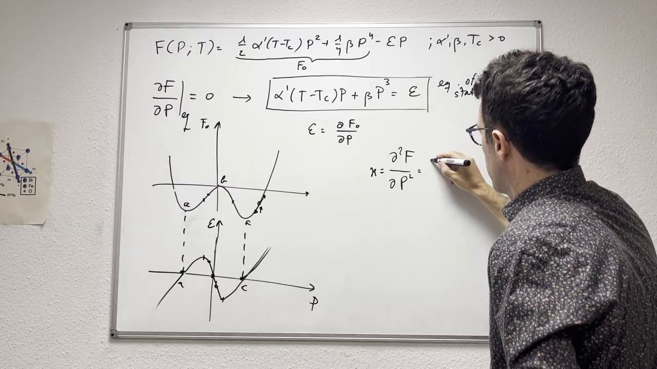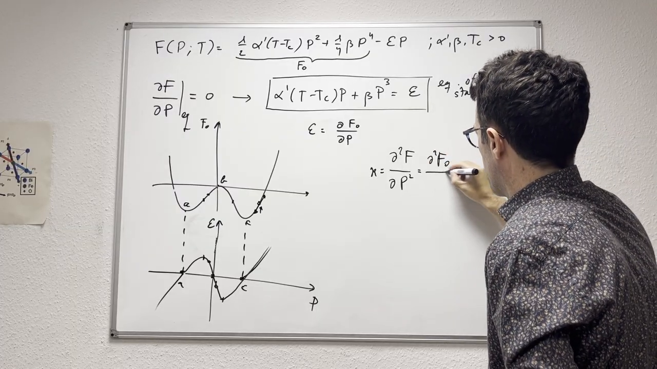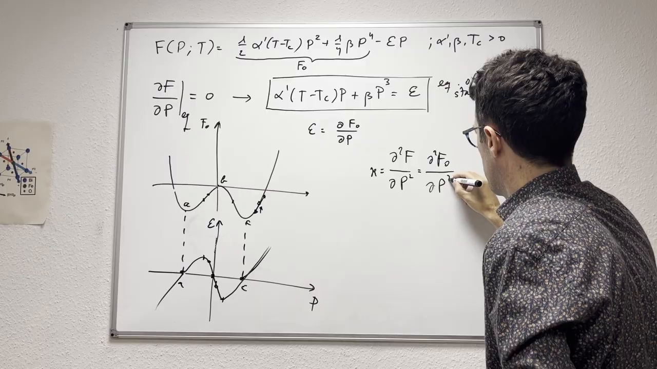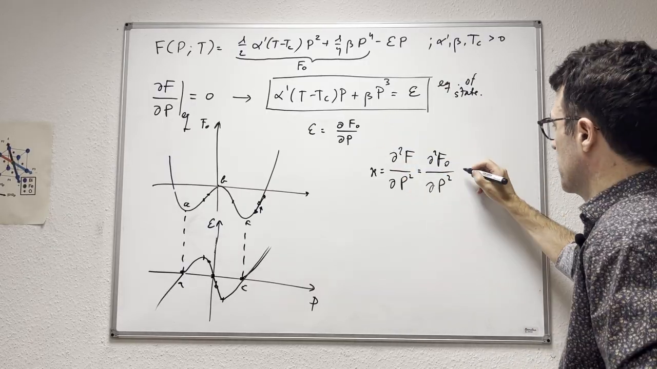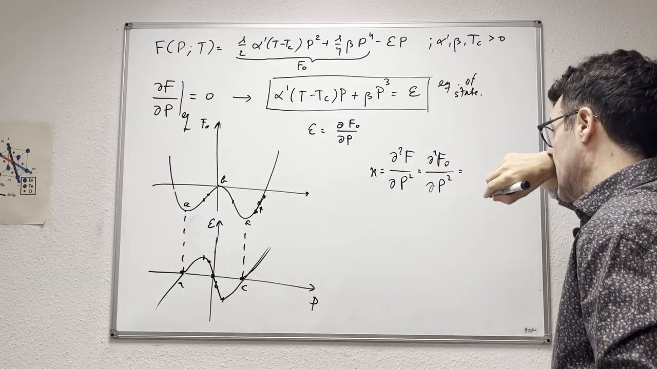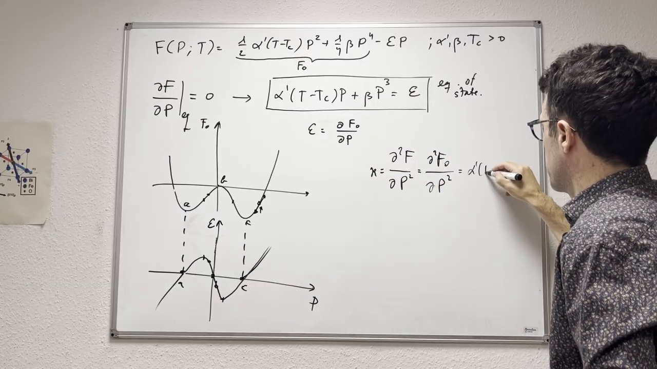This second derivative is also the second derivative of this F0 energy that we are using with respect to P twice. And this, of course, analytically, we know what it is.